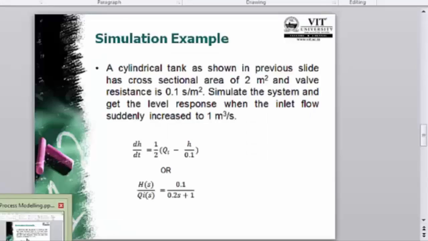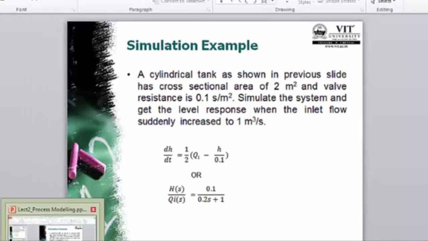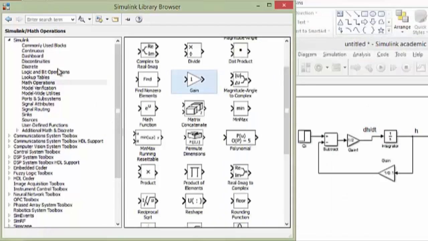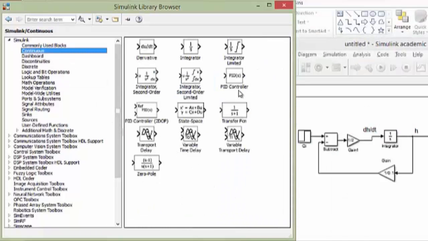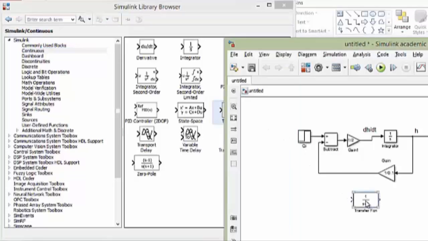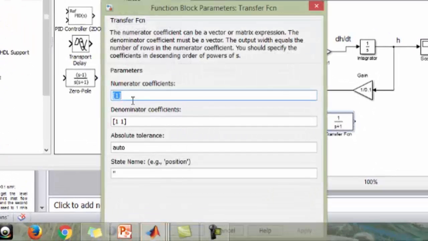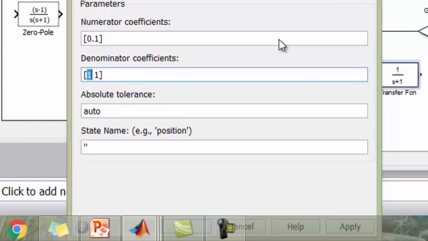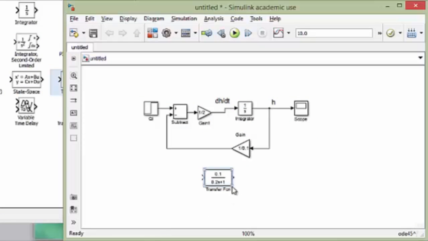Now we will see how to simulate the same setup with the help of transfer function model which we have already. Since it is a linear system, we can convert this ODE equations into transfer function model using Laplace transforms. So for taking the transfer function, we are taking the block from the continuous library and modify the block parameters according to the process model. 0.1 divided by 0.2s plus 1. Now this is the transfer function model.